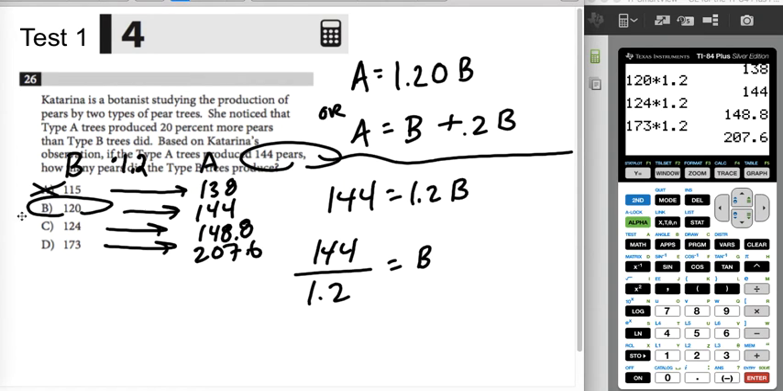So again, there are different ways to get to the same spot. You can get to B a couple of different ways. Guessing and checking by plugging in is totally an option.